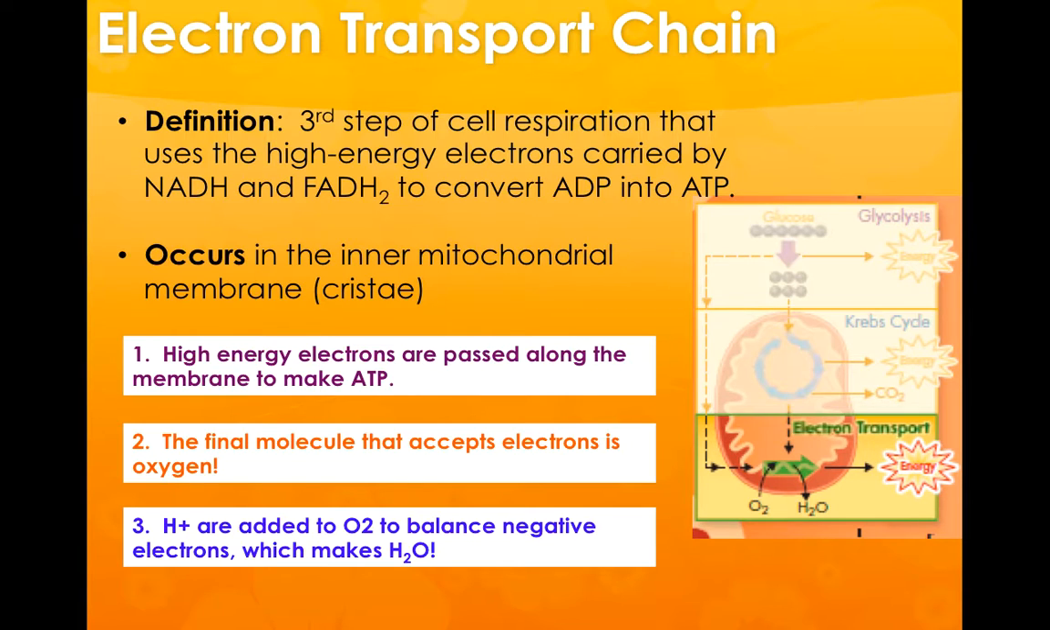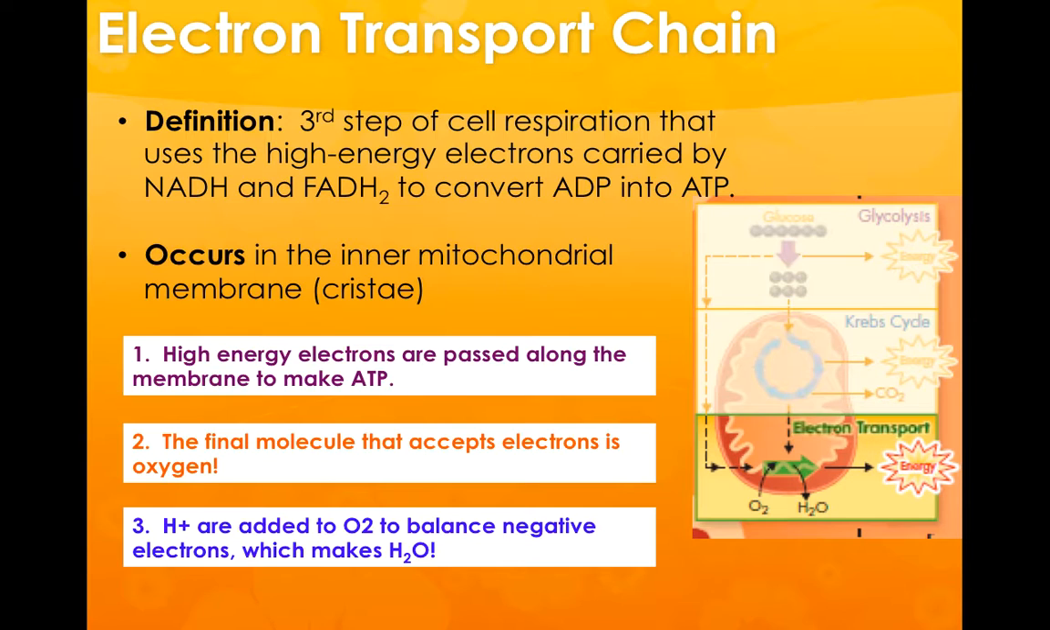Where is the electron transport chain located? It's located in the inner mitochondrial membrane, or the cristae of the mitochondria. So when you look at the picture on the right there, where all those folds are in the mitochondria, that's the cristae. That's where the electron transport chain takes place. And the whole reason that the cristae is folded in that way is to increase the amount of area that's available for electron transport chain. So more folds equals more electron transport chain equals more ATP production.